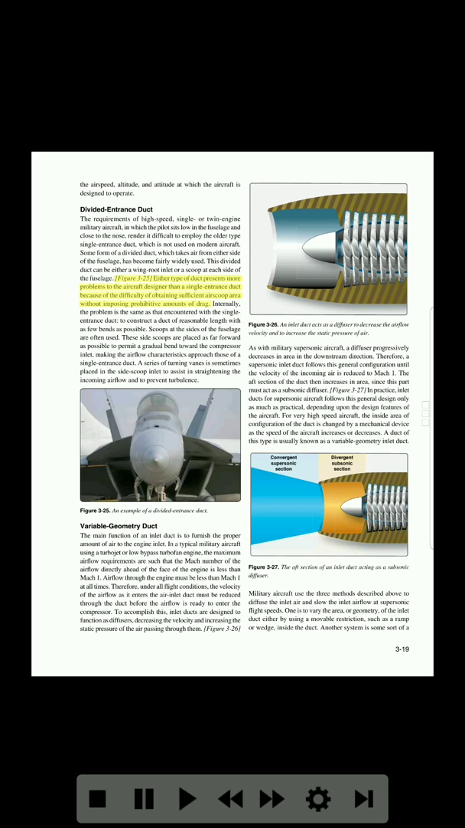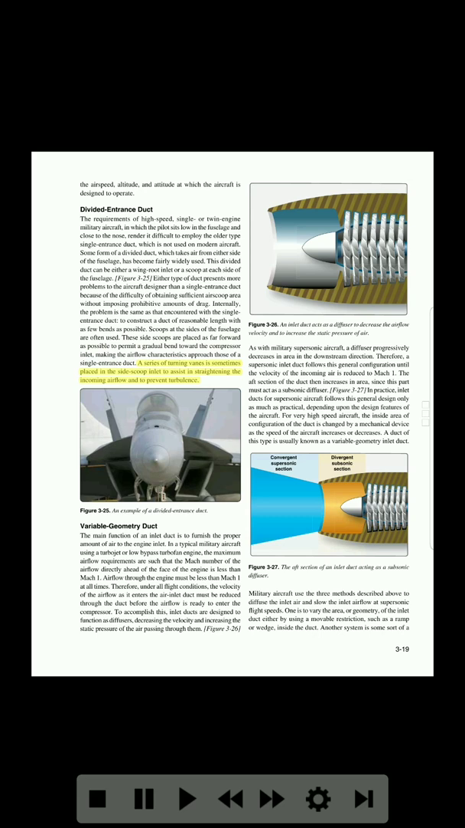Either type of duct presents more problems to the aircraft designer than a single-entrance duct because of the difficulty of obtaining sufficient air scoop area without imposing prohibitive amounts of drag. Internally, the problem is the same as that encountered with the single-entrance duct. To construct a duct of reasonable length with as few bends as possible, scoops at the sides of the fuselage are often used. These side scoops are placed as far forward as possible to permit a gradual bend toward the compressor inlet, making the airflow characteristics approach those of a single-entrance duct.